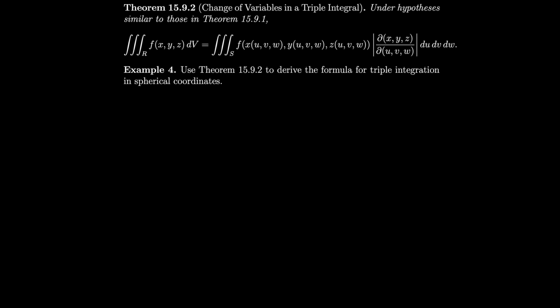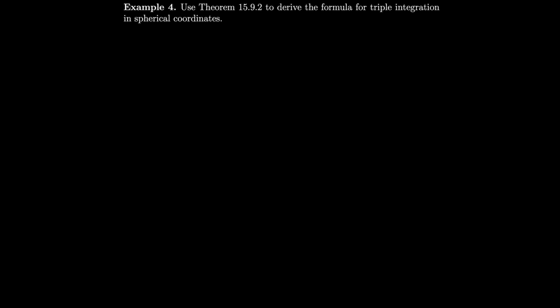So how about we use this to derive the formula for triple integration in spherical coordinates. Remember, in spherical coordinates we have x equals rho sine phi cosine theta, y equals rho sine phi sine theta, and z is rho cosine phi, because it was r cosine theta and r sine theta, but r we said was rho sine phi.